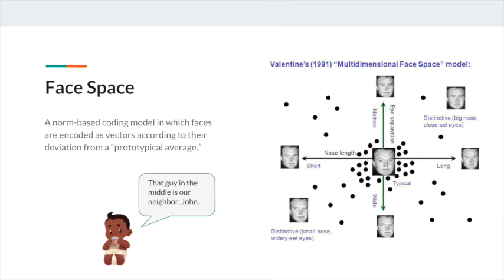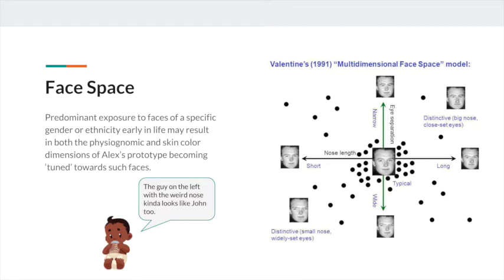A face space is a norm-based coding model in which faces are encoded as vectors according to their deviation from a prototypical average. At birth, the dimensions of the prototype are likely to be broad and largely unspecified, with development of the prototype being dependent on facial input. Alex is effectively able to recognize his neighbor John's face. But what if we change some of the dimensions, such as the size of John's nose? Alex is less sure, but at least has some baseline for reference.